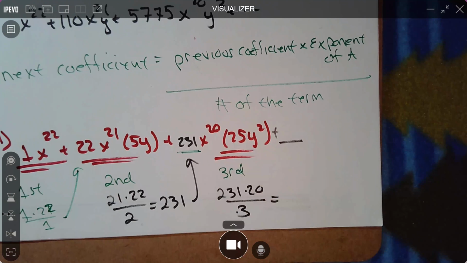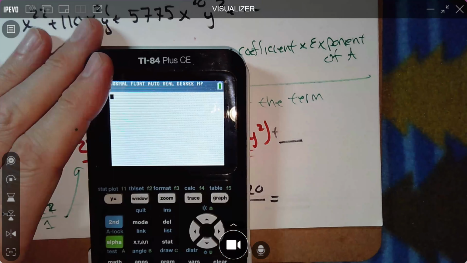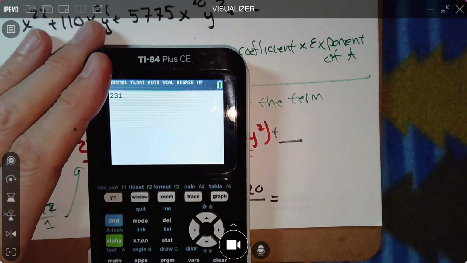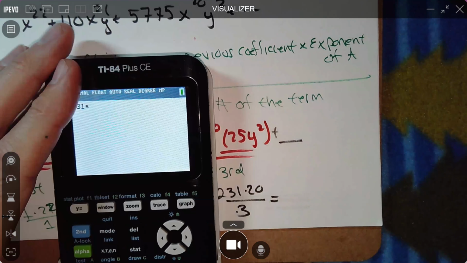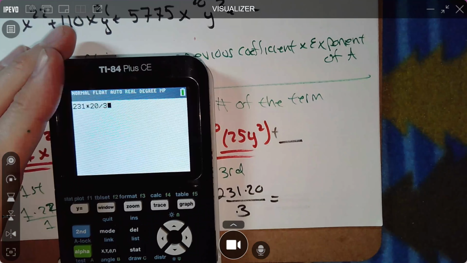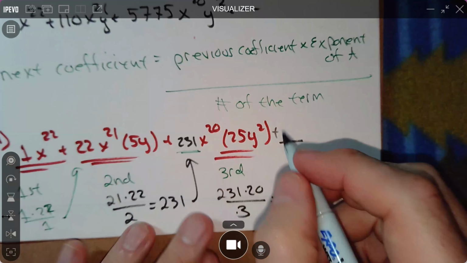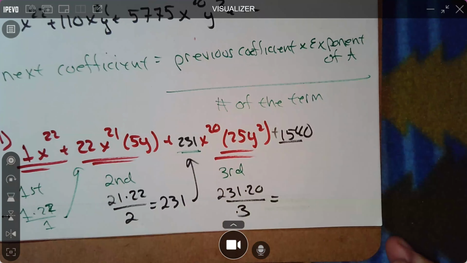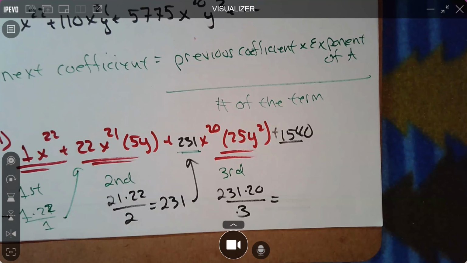So 231 times 20 divided by 3. Yeah, 1540. So that'd be your next coefficient. And you can keep on doing that as long as you need to. So whatever works out is fine.